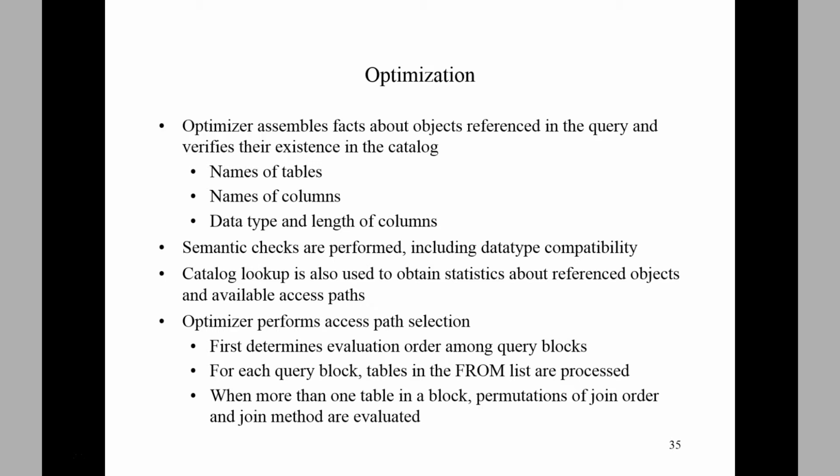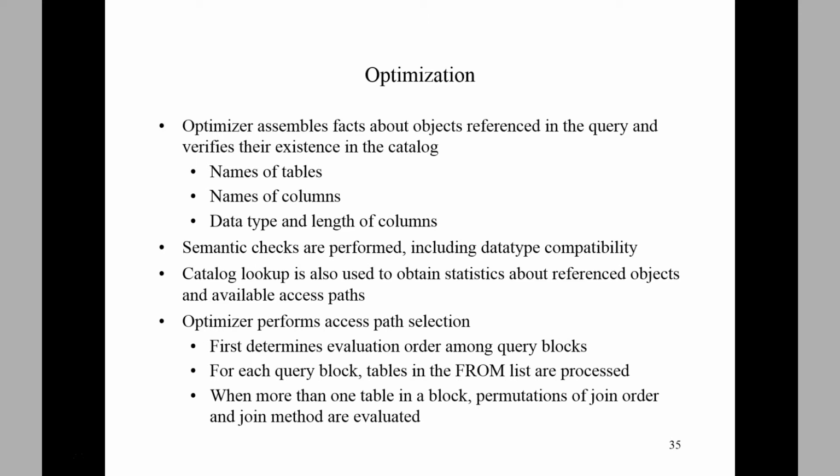Semantic checks are performed. For example, if we're looking at data type compatibility, are you going to take a name and multiply it by an address? That doesn't make any sense. It's incompatible. That's a notion of a semantic check. The metadata is searched through a process we'll call catalog lookup to obtain the statistics about the objects that are referenced and the available access paths, including the presence of an index, for example.